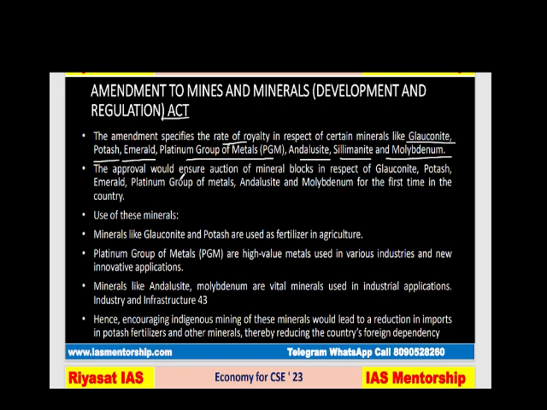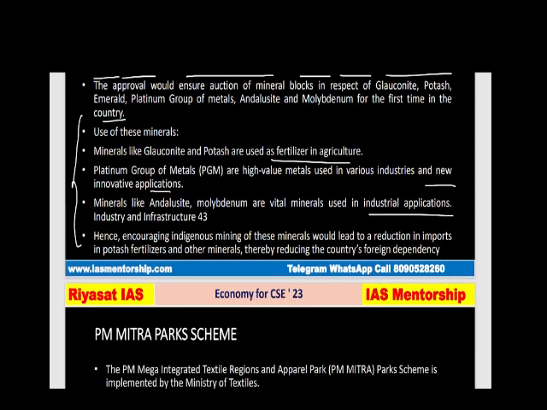Clear? The approval would ensure that auction of mineral blocks in respect of all these will be in the country. Use of minerals: let us see, whichever minerals are listed here, you should know about it. Minerals like glauconite and potash are used as fertilizers. Platinum group metals are used in new innovative applications. Andesite and molybdenum are vital minerals used in industrial applications and infrastructure. So that is why these have been encouraged in the amendment. Clear? You need to know.